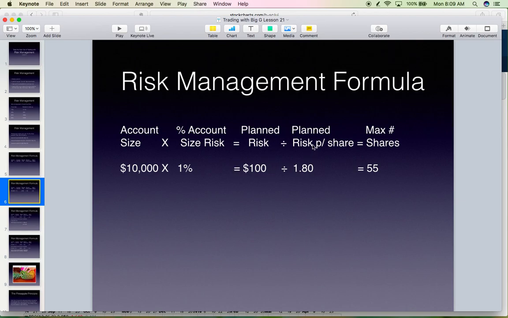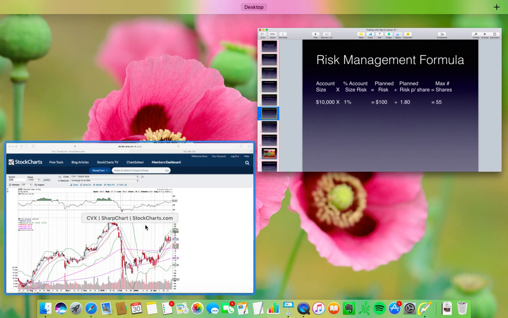And then in this example, our planned risk per share is $1.80. I'm going to show you in just a second how I got that number. And so you're risking $100. You're risking $1.80 per share. And when you do the math, that means your maximum number of shares, doesn't mean you have to buy all these, but your maximum number of shares is 55 shares. So let me show you a chart real quick to show you how I got $1.80. Where did that come from?